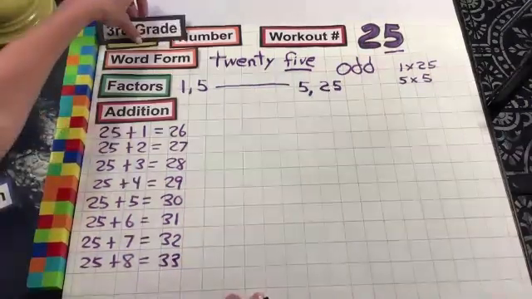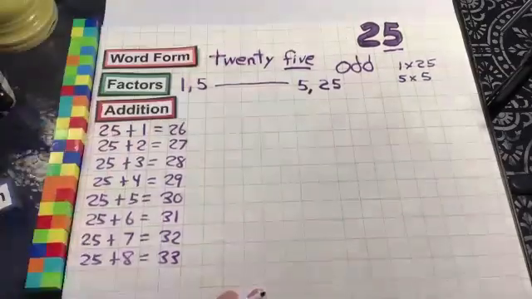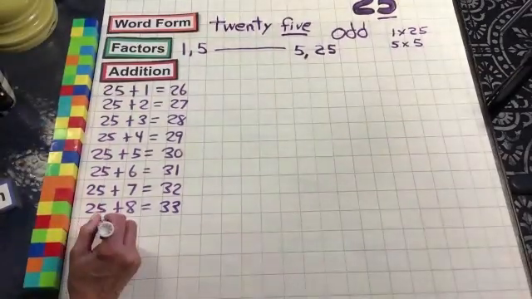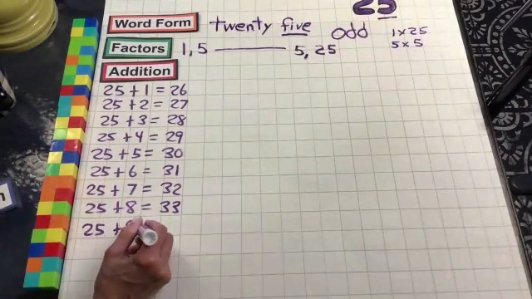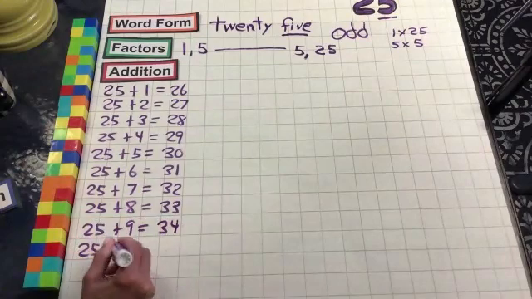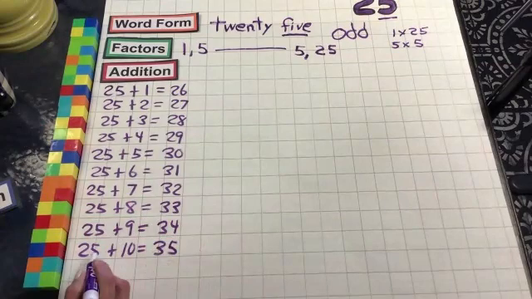And we need to move our paper up here so we stay in focus. 25 plus 9 equals 34. And 25 plus 10 equals 35. 10 more than 25 is 35.